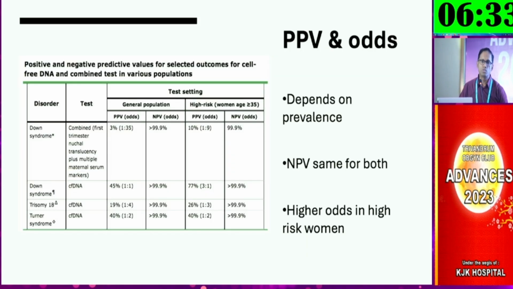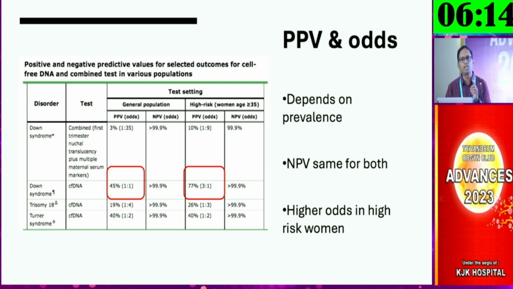How will you counsel this mother? Are you going to tell her that the NIPT result is positive, so you should definitely terminate the pregnancy, or the chances are very high and it's very unlikely that your baby is going to be normal? It's not the case. You should understand that NIPT is also based on the age. In a low-risk woman, the chance that the baby will have Down syndrome, if the NIPT result is positive, is only 45%.